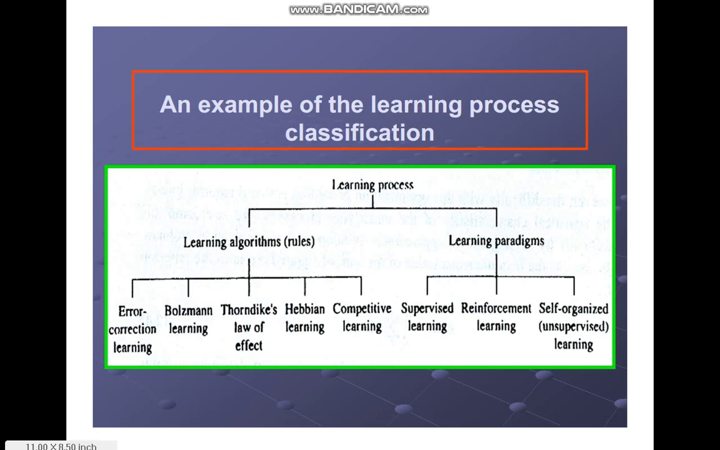Supervised learning is used for error correction; the perceptron uses supervised learning, and some competitive learning is related to self-organized networks, which are unsupervised learning. Here we have the target for supervised learning, and in unsupervised learning we don't have the target.